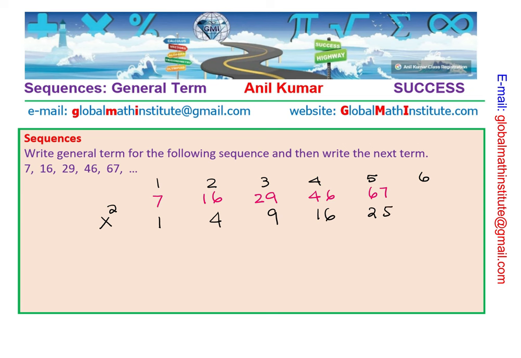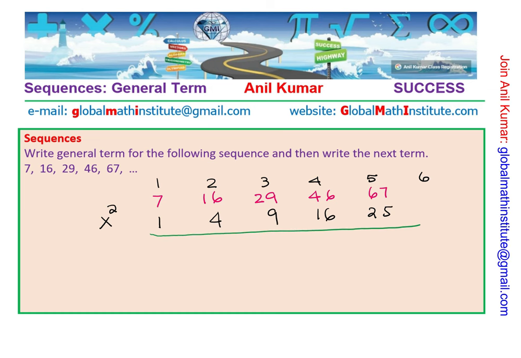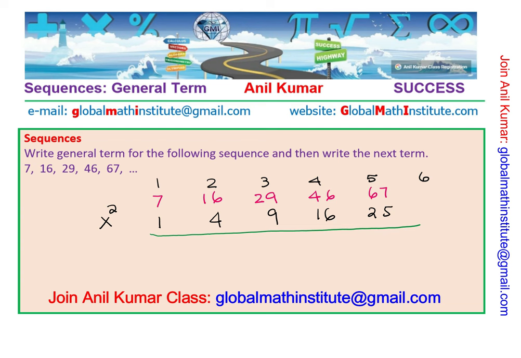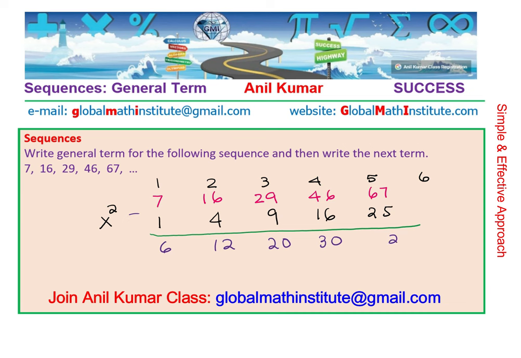Clearly, to this x squared, we have to add something so that we get our number. So what are we adding? To find that, we'll have to subtract. If I subtract 1 from 7, we get 6. And here we get 12, here we get 20, here we get 30. And subtracting here, we get 42.